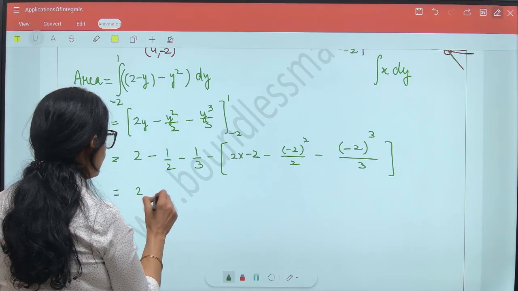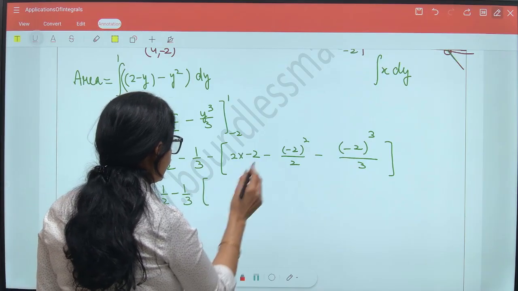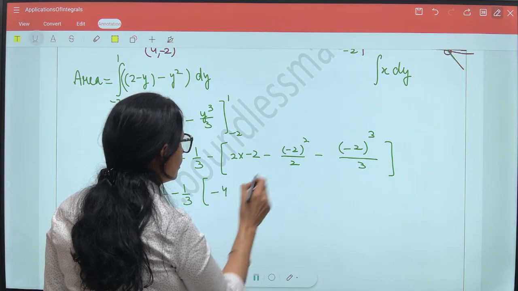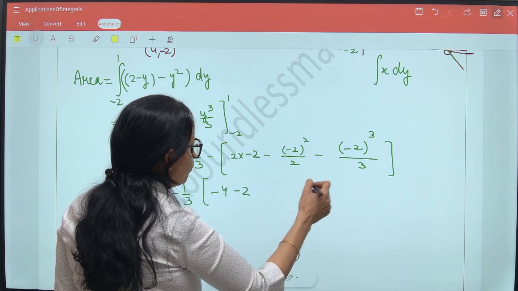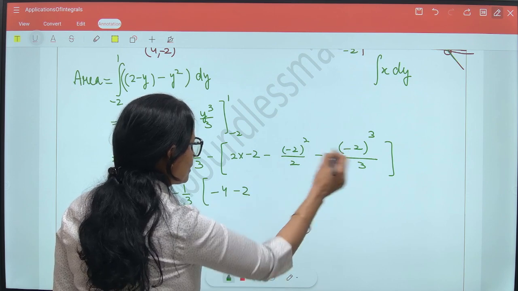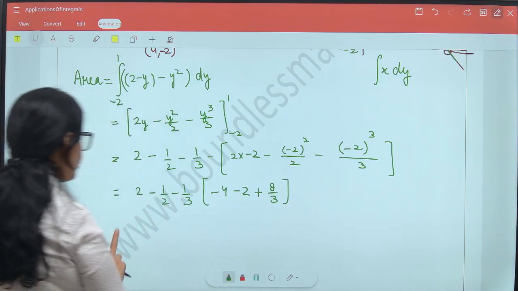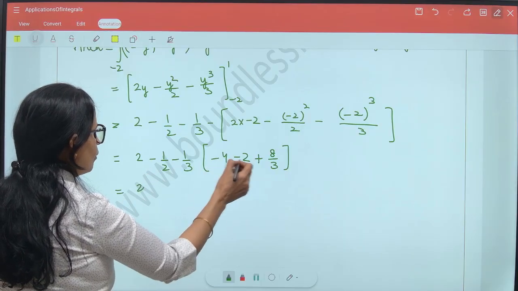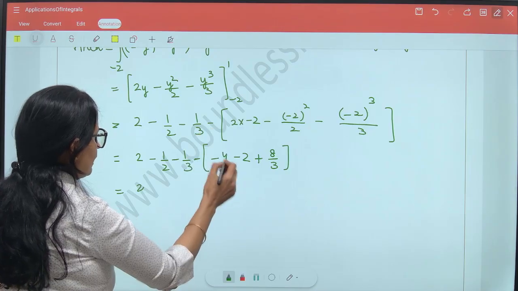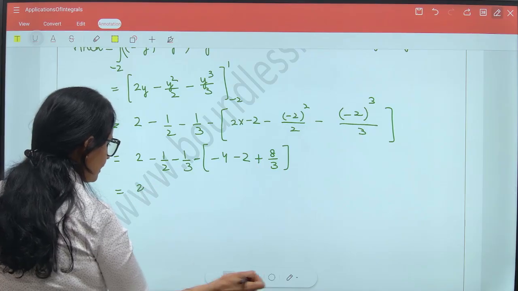So don't make such silly mistakes here. So this becomes 2 minus 1 by 2 minus 1 by 3, and in the brackets we have minus 4. 4 by 2 is 2, and 2 cube is 8. So it is minus into minus plus 8 by 3. So let's open the bracket and just simplify. So this becomes 2 here. There was a minus sign outside the bracket. So 4 plus 2 is 6. Minus 6, when you open the bracket it becomes plus 6.